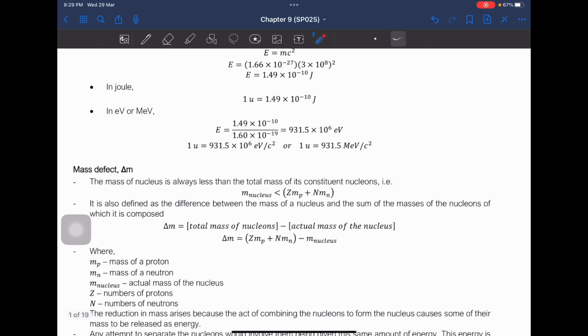Okay? So for electron volt, after getting the value of U in joule, we can convert this joule into electron volt. So how do we convert? We divide it by 1.6 times 10 to the power of negative 19, which is the electron's charge value. Okay, so we get this value here. So this 931.5 mega electron volt is equal to 1 atomic mass unit. Or in mega electron volt, it is 931.5. Okay, like that.